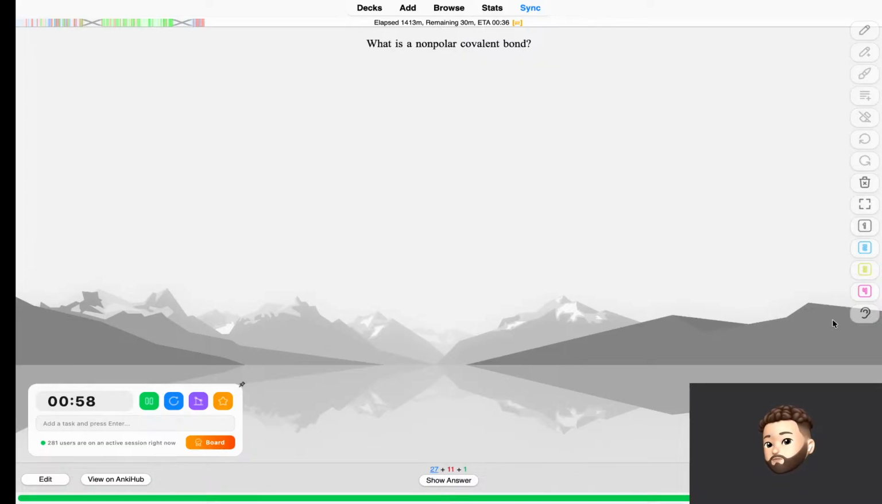What is a nonpolar covalent bond? It's a covalent bond where the electrons are equally shared. It's an equal agreement.